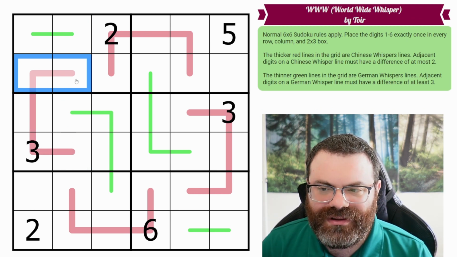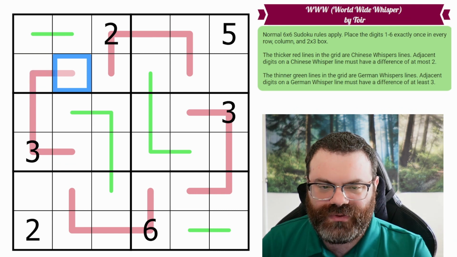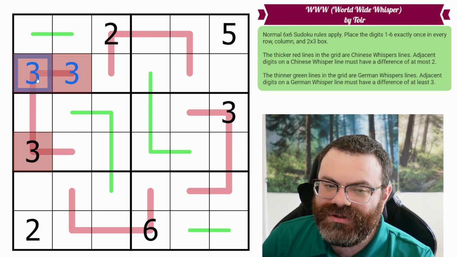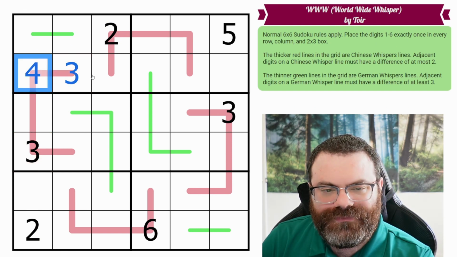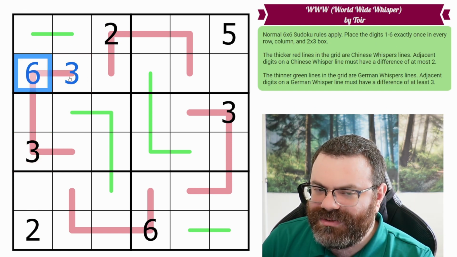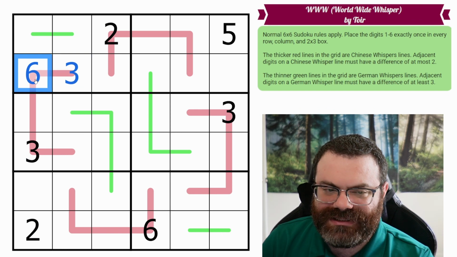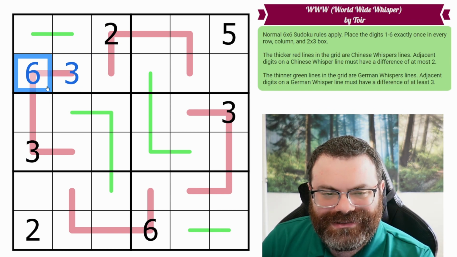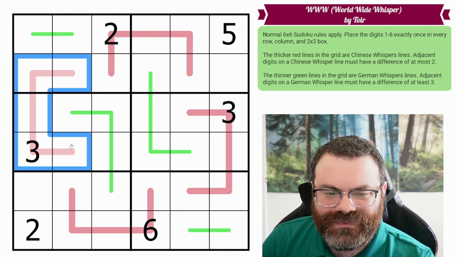Adjacent digits on the line have a difference of at most 2. So if this was a 3, for example, then this could be 1, 2, 3 if Sudoku allowed it, 4, 5, but it cannot be 6. So the only thing you can't put next to a 3 is a 6, unless Sudoku tells you otherwise. Yeah, that's how Chinese whispers work.